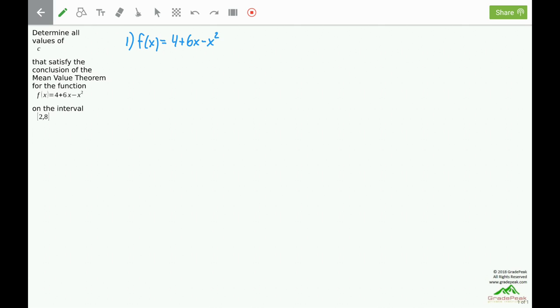on the closed interval given. 4 plus 6x minus x squared is a polynomial. And a polynomial is continuous on any interval. So it'll be continuous on the closed interval 2 to 8. Closed means it includes both ends, square brackets on both ends. So condition 1 holds true.